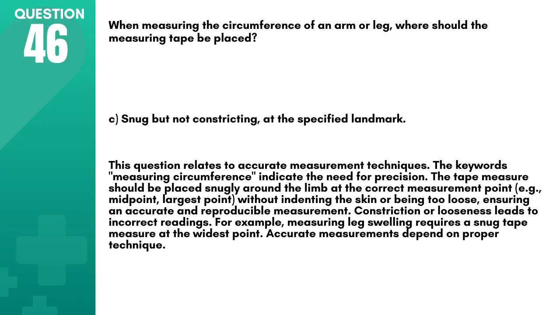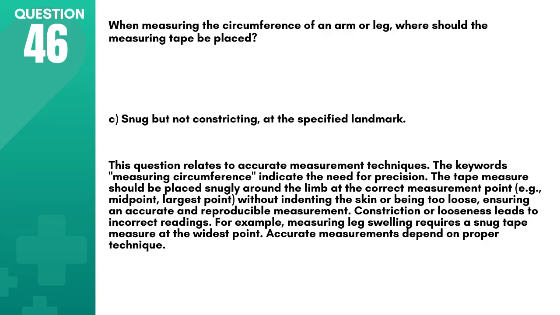Answer C. Snug but not constricting, at the specified landmark. This question relates to accurate measurement techniques. The keywords measuring circumference indicate the need for precision. The tape measure should be placed snugly around the limb at the correct measurement point, e.g., midpoint, largest point, without indenting the skin or being too loose, ensuring an accurate and reproducible measurement.